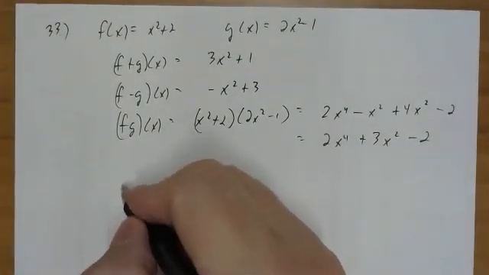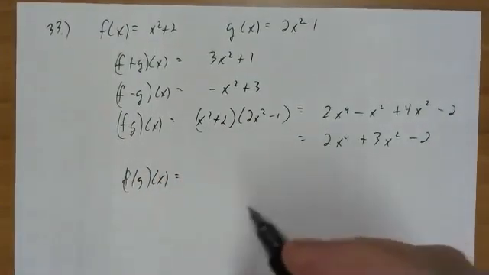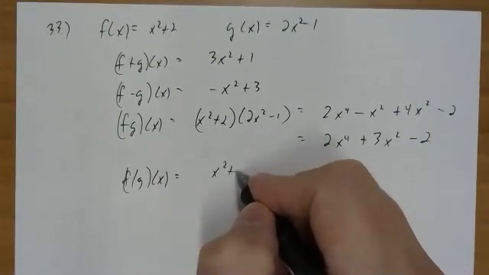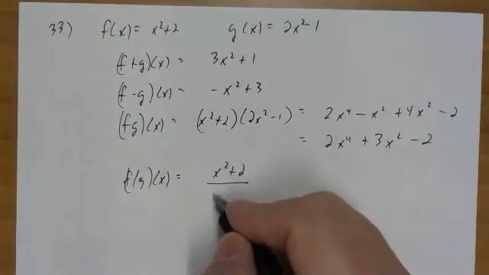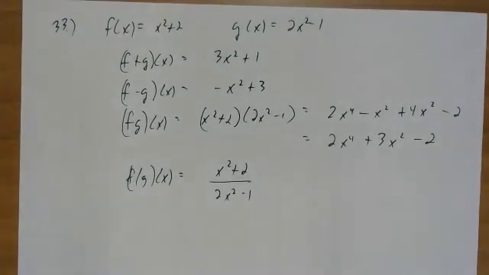And then finally dividing, which a lot of times there's not a whole lot you can do with once you write it out, over 2x squared minus 1. And that doesn't really simplify, so it's pretty much done.